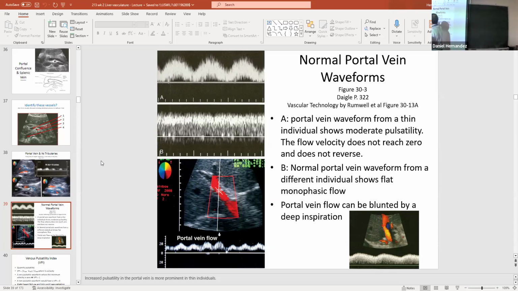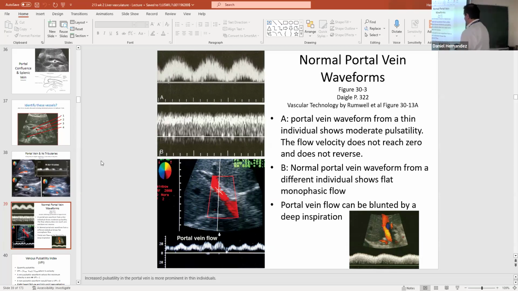The important thing with portal vein flow is that it's unidirectional, that it only goes in one direction. So it doesn't touch the baseline, it doesn't go below the baseline. This is probably just artifact, to be honest. Turn that down. But normal portal flow should only be in one direction, hepatopetal, going towards the liver. So this is a good example of main portal vein flow coming up towards the liver. In this case, red indicates blood flow coming towards the transducer, so it's the proper flow direction.